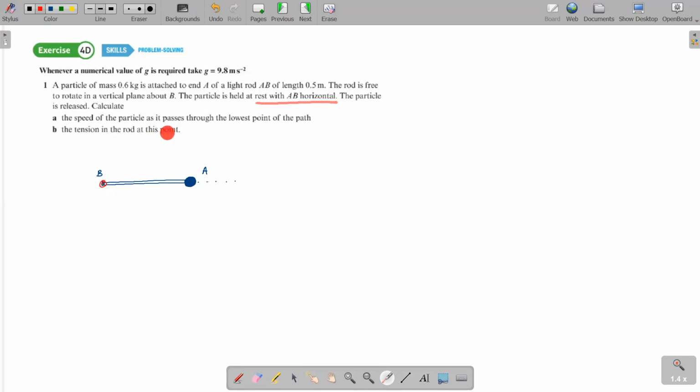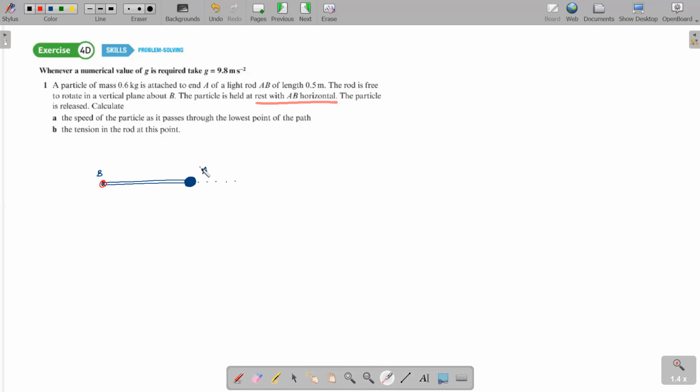Okay, so the particle is released. Calculate the speed of the particle as it passes through the lowest point of the path. So guys, now it's currently being held horizontally from the point B. Point B is fixed. And when you release it, at this point you have to keep holding it, right? Because it's free to move around B. So you are holding it and then you are releasing particle A.